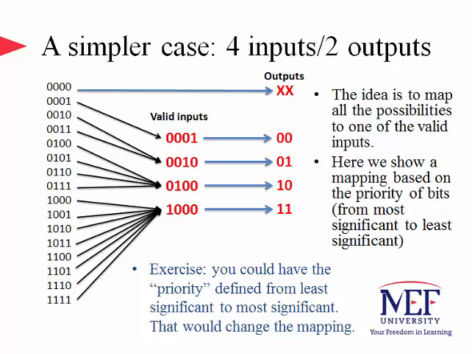So that's actually left as an exercise: you could have the priority defined from least significant to most significant, and that's your job to do the mapping all over again, based on the 4 input 2 output encoding example.